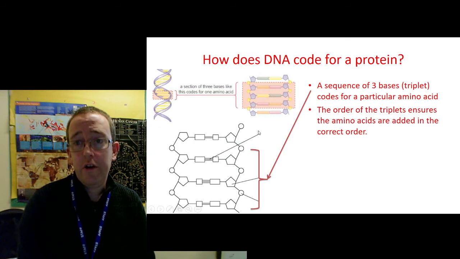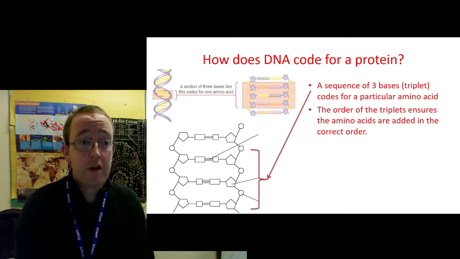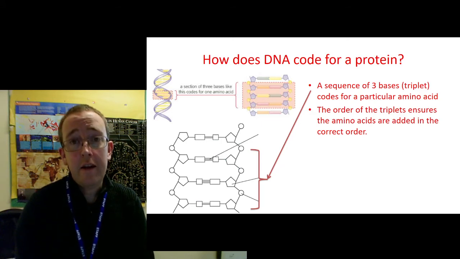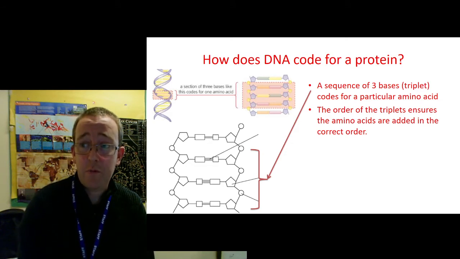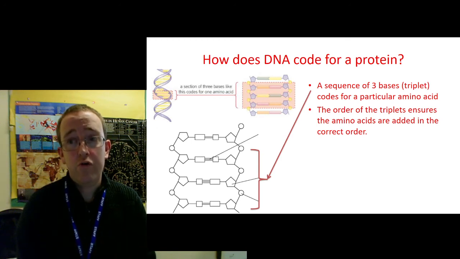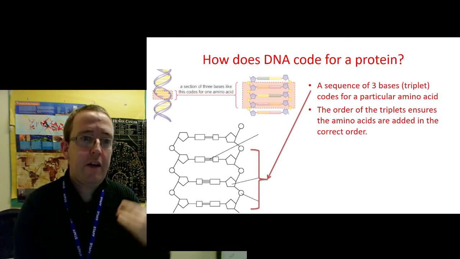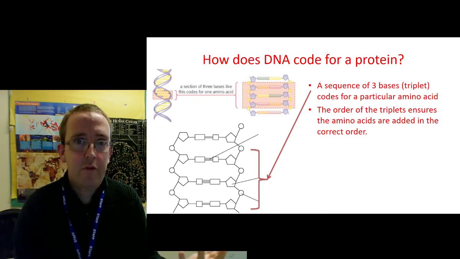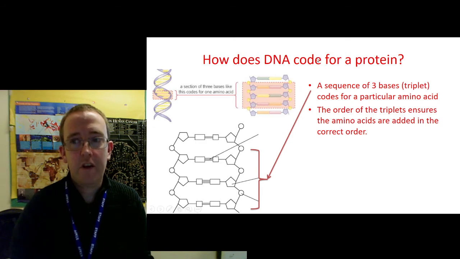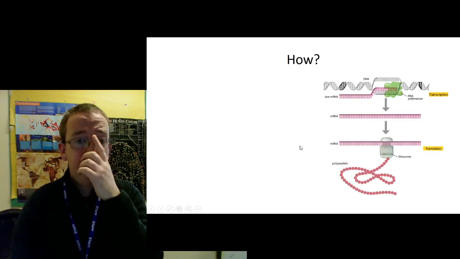So moving on, as we said here, how does DNA code for a protein? Well, it's a triplet code. It's always 3 bases. It's like a language that's got words in it, and all those words are only ever 3 letters long. So a sequence of 3 bases of triplet code codes for a particular amino acid. The order of that triplet ensures the amino acids are added in the correct sequence in that protein, which means that protein has its particular job. Maybe it's an enzyme with a particular active site.